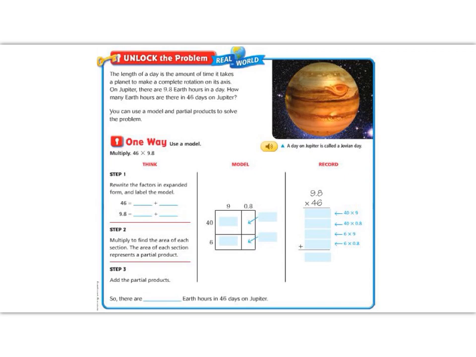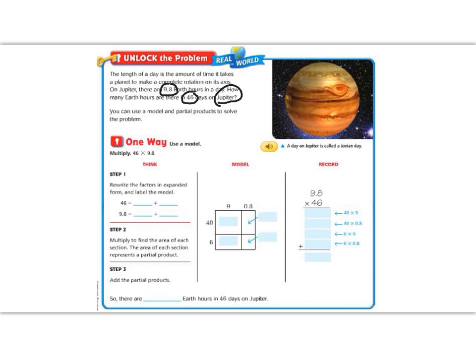So we are going to be multiplying 9.8 and 46 because we want to know how many groups of 9.8 and 46 there are on days of Jupiter. So one way to do it is to use a model. And we've done this method with whole numbers. So today we're going to use that same method, the box method, with decimals.